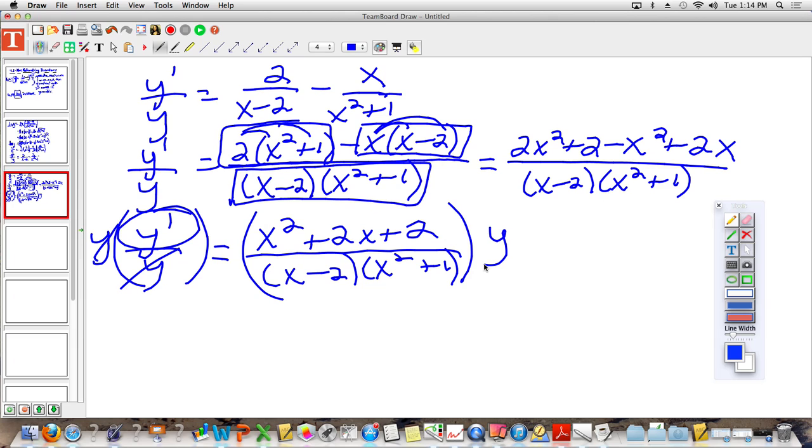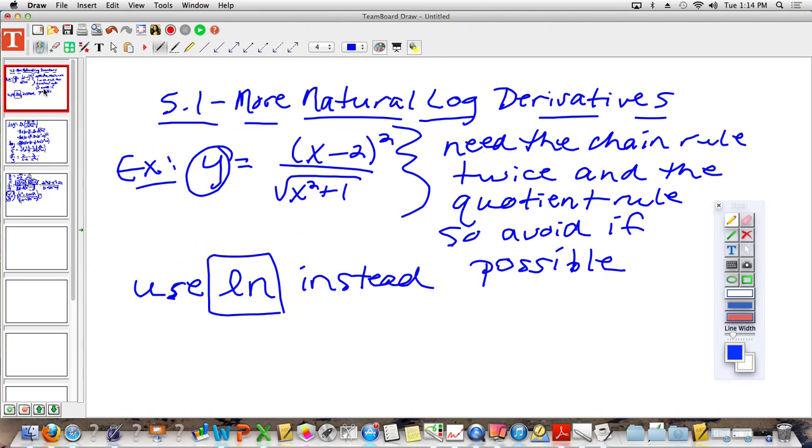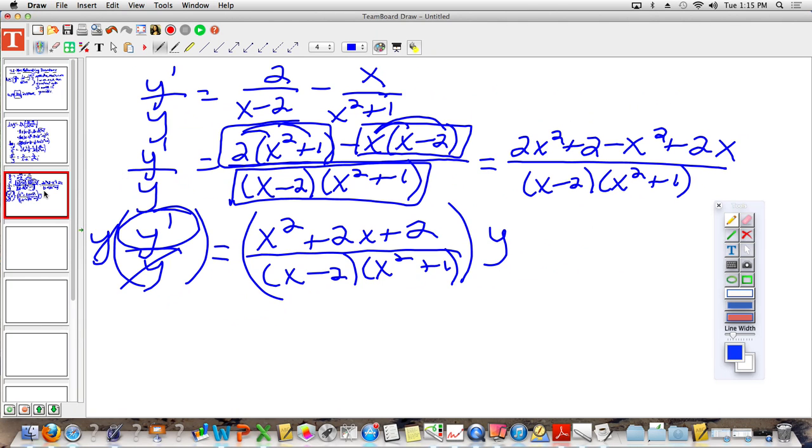What's y? Well, first of all, up until now, nothing is really new. All of this stuff is stuff that you guys have been doing for a couple days now anyway. This is new. Multiplying by y is new. What is y? Where did we get y? The very beginning. So I need to go back to the original problem where we said that y was x minus 2 squared over the square root of x squared plus 1. So when I go back, I need you guys to help me fill that in.